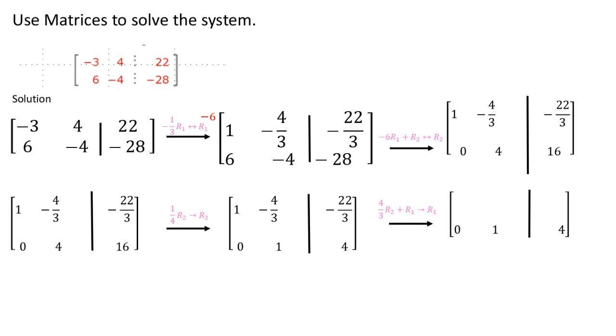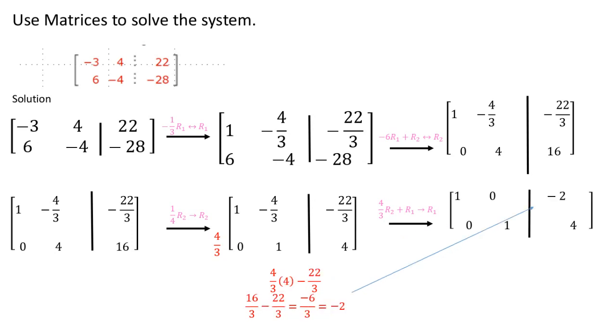When I multiply 4/3 times row 2, so 4/3 times 0, that's 0. Okay, 0 plus 1 is the 1. Then we have 4/3 times 1 is 4/3. 4/3 minus 4/3 equals 0. And then we have 4/3 times 4, that's 16/3 minus 22/3 is going to give me a -2.